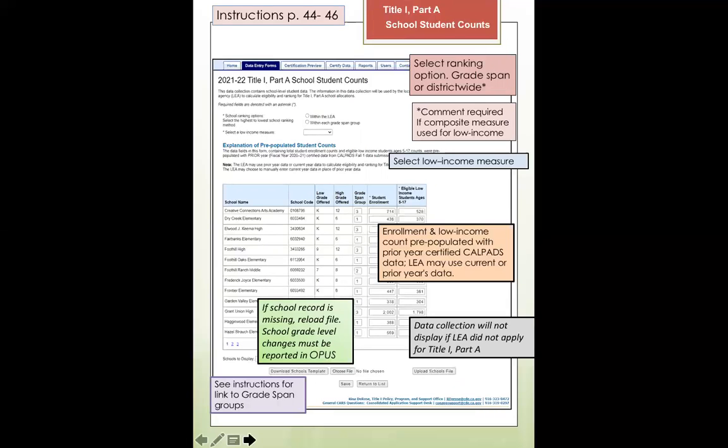So the next page is also for private schools, and the purpose of this page is to collect the data on your low income count. No, I'm sorry. This is your public school counts. I'm sorry. It connects to the private school page. That's why I went there.